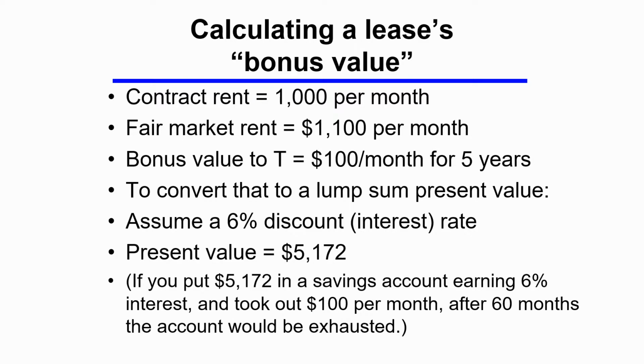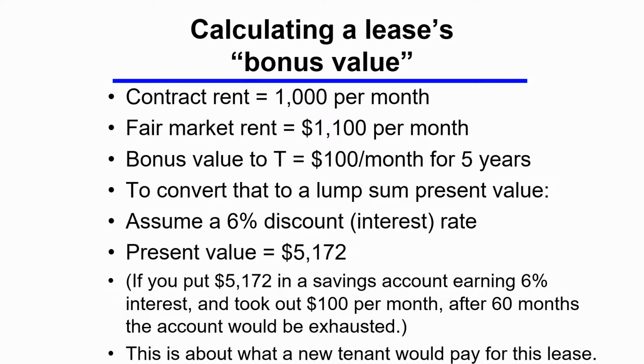So the $5,172 is simply the present value of the right to have $100 a month benefiting you for the next 5 years or 60 months. So this is about what a new tenant would be willing to pay in order to get a transfer, in this case, an assignment, since it would be for the full remaining term of that lease. And this is actually a very realistic calculation that a new tenant would engage in order to decide what to pay to receive an assignment of the lease.